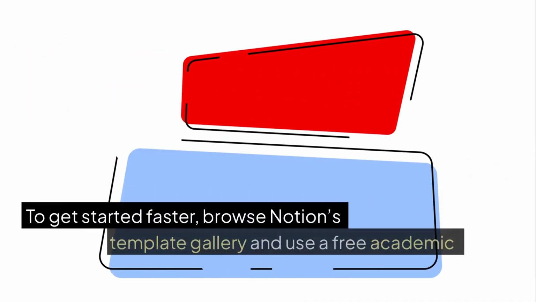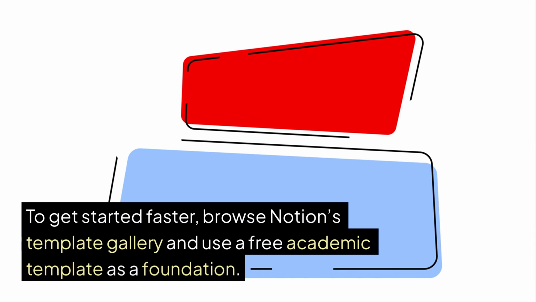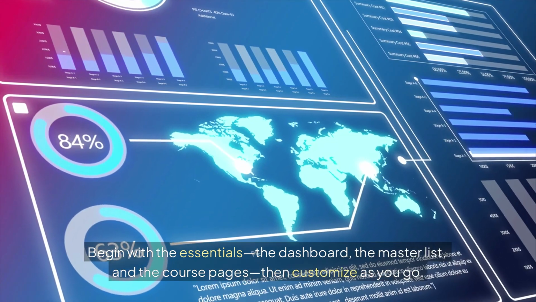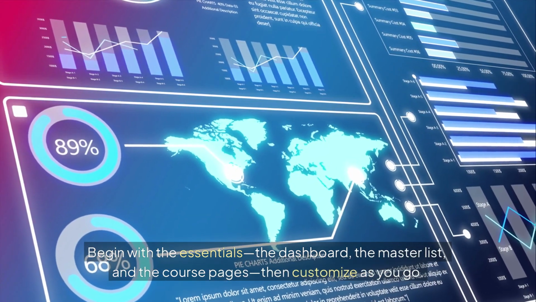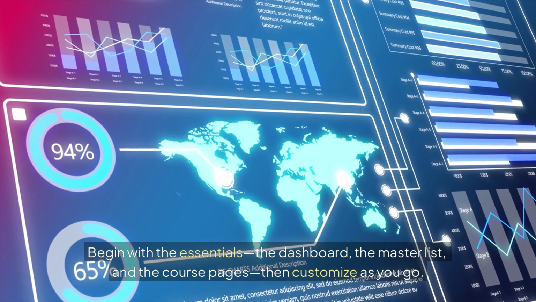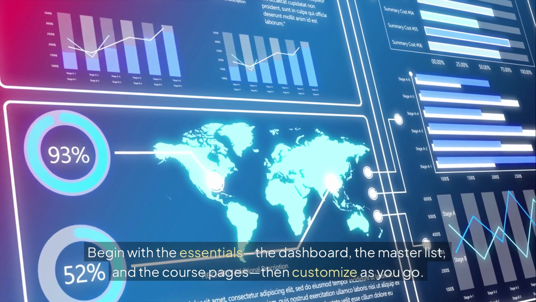To get started faster, browse Notion's template gallery and use a free academic template as a foundation. Begin with the essentials, the dashboard, the master list, and the course pages, then customize as you go. Keep iterating until the system matches how you actually study and plan.